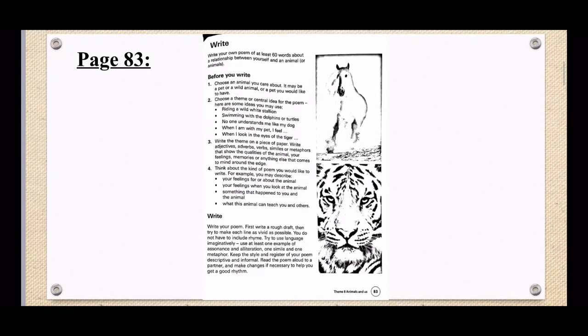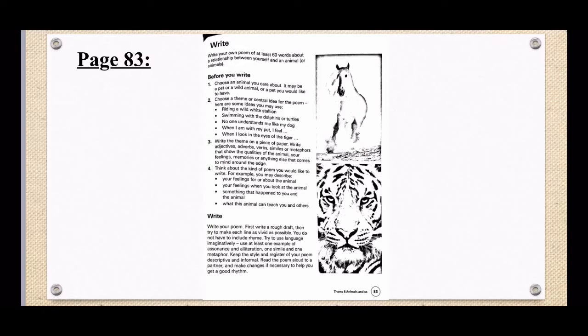So, yesterday we learned how to write a descriptive poem, right? And we focused on planning and what our ideas are, and we put all of that in a mind map, right? So, today we'll be focusing on actually writing the poem. So, you can go to page 83 in your textbooks.